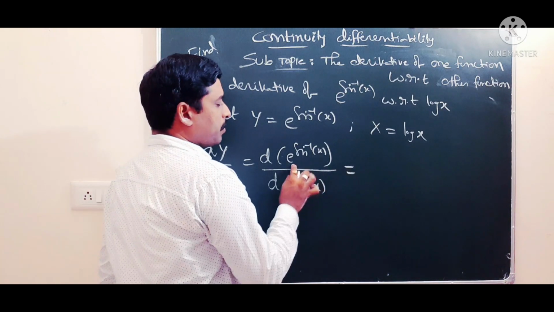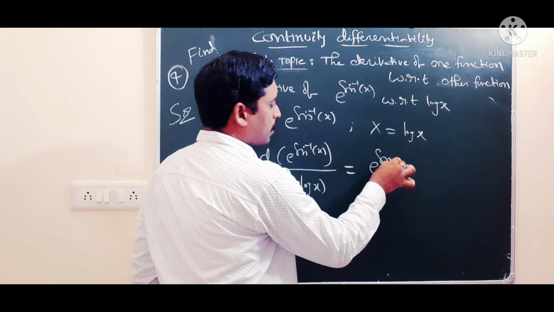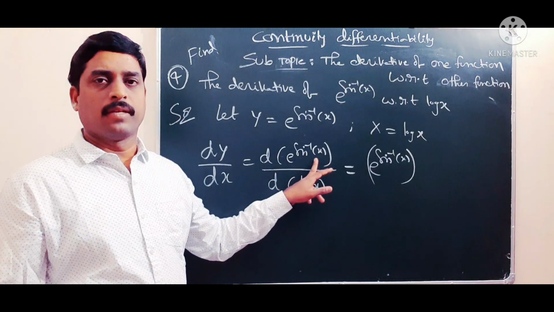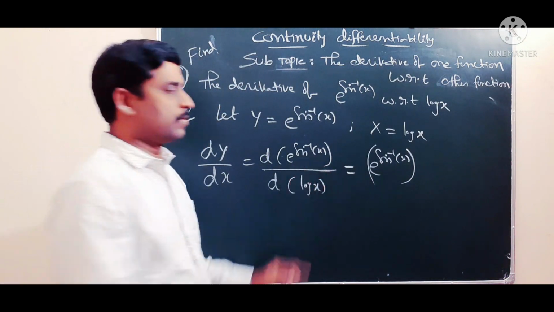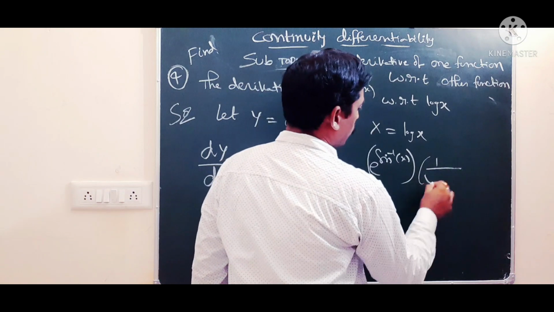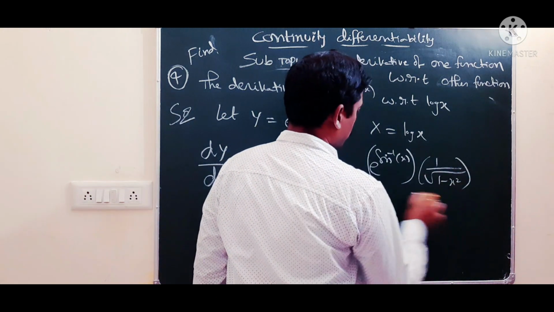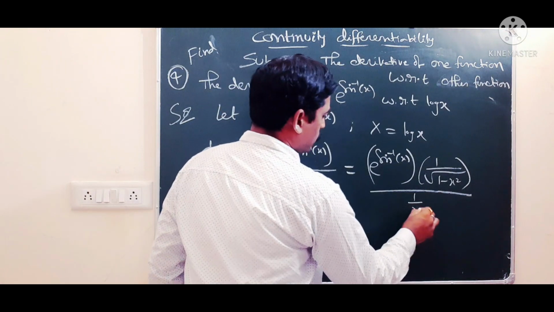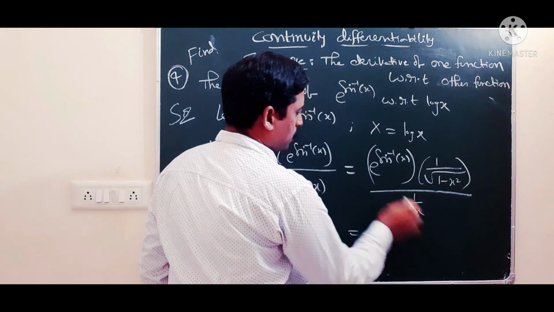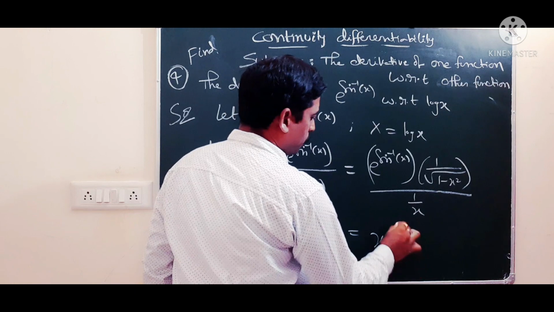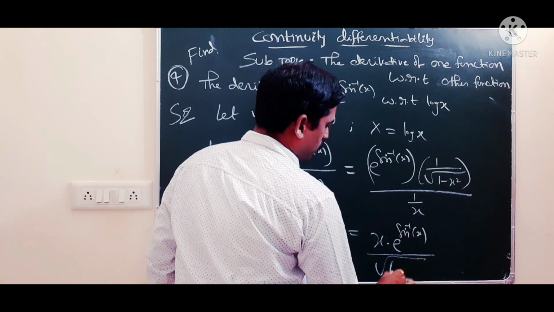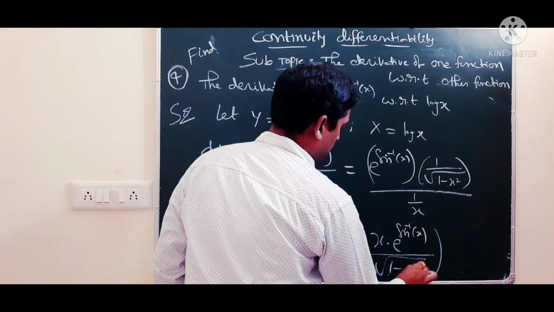So the derivative of e to the power sin inverse x is e to the power sin inverse x into the derivative of sin inverse x, by using the chain rule, 1 by root 1 minus x square, this whole divided by the derivative of log x, which is 1 by x. So what is the answer? x into e to the power sin inverse x upon root 1 minus x square. So this is the answer.